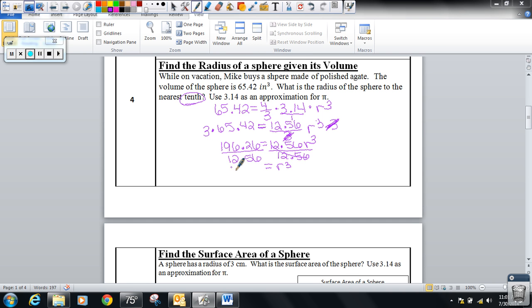equals 15.62. Well, it doesn't ask me what r cubed is, it asks me what the radius is. So to get rid of that cube, the opposite would be to take the cube root. So I take the cube root of 15.62. The cube root then gives me approximately, radius would be approximately 2.5 inches. And remember it said to go to the nearest 10th.